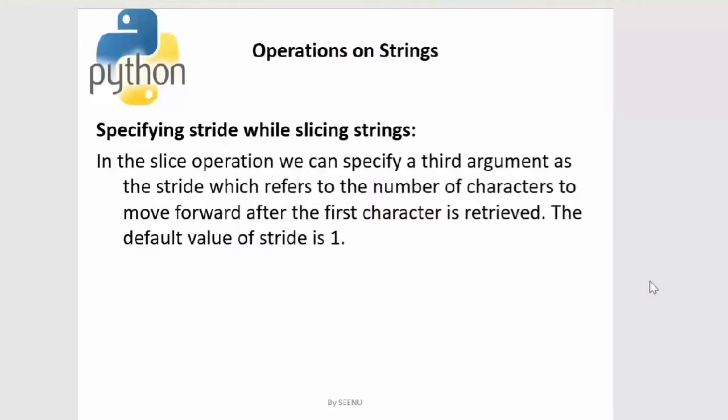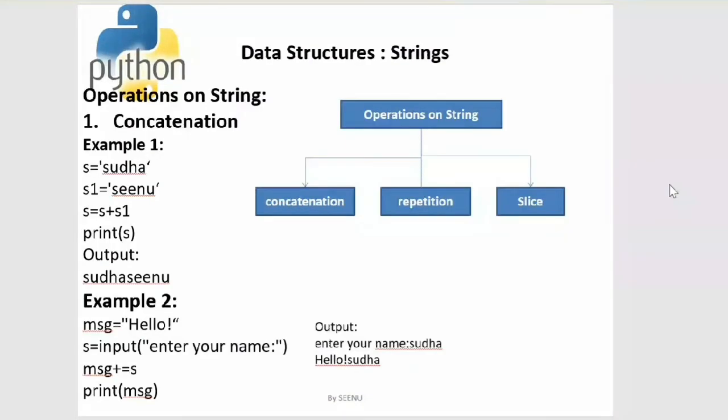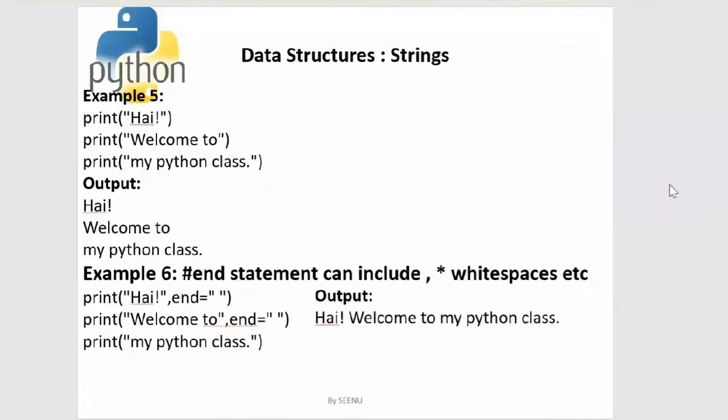I'll just brush up on the concepts that we have seen in the previous class. I'm showing you the slides. So we started off with strings. There are three major operations in strings: concatenation, repetition, and slice. We have seen examples for concatenation and repetition, and then for slicing.